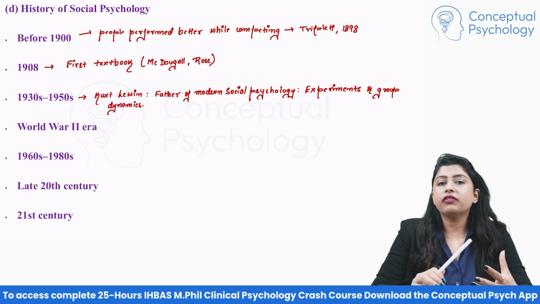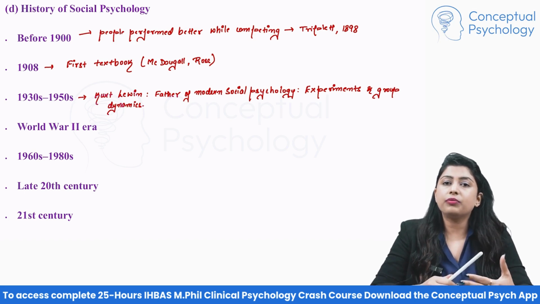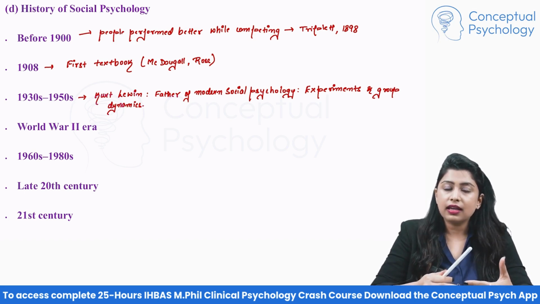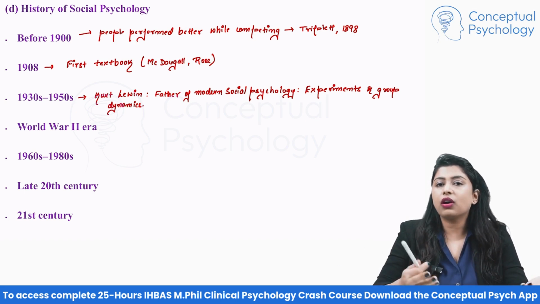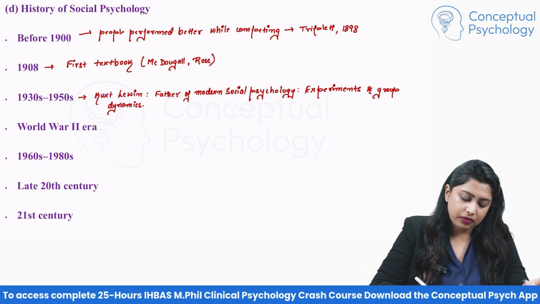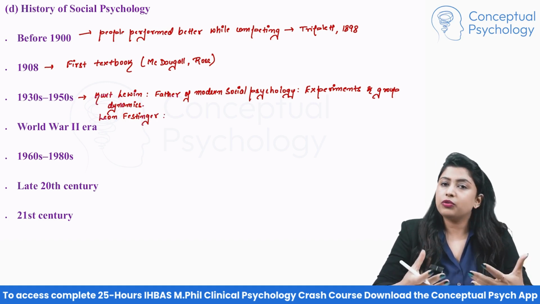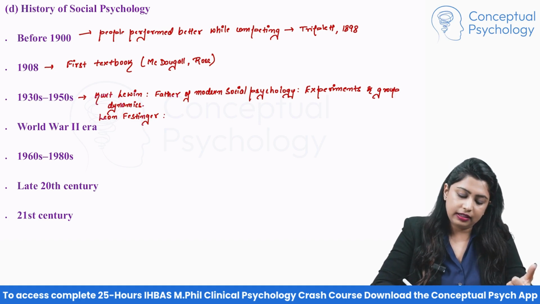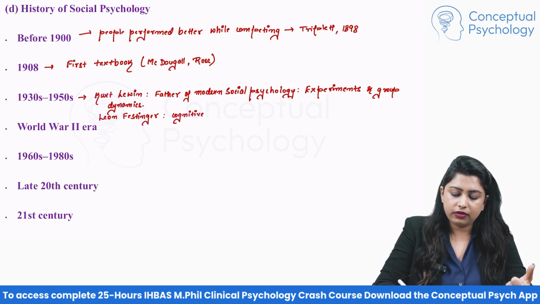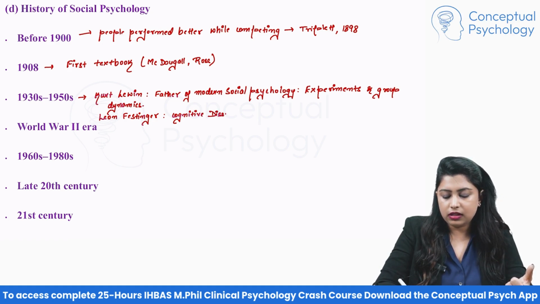Then Leon Festinger developed strong research methods and later proposed the cognitive dissonance theory. So here we would also be keeping in mind regarding Leon Festinger, who developed strong research methods and later proposed the cognitive dissonance theory.